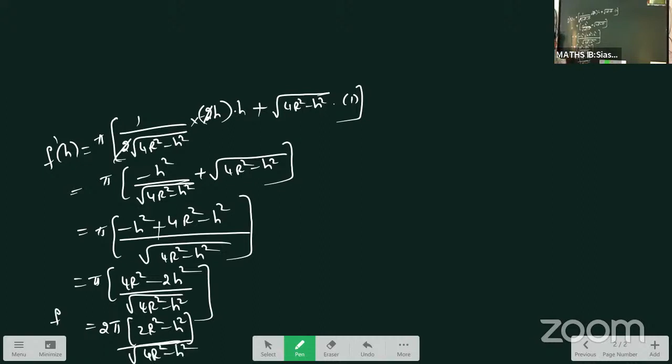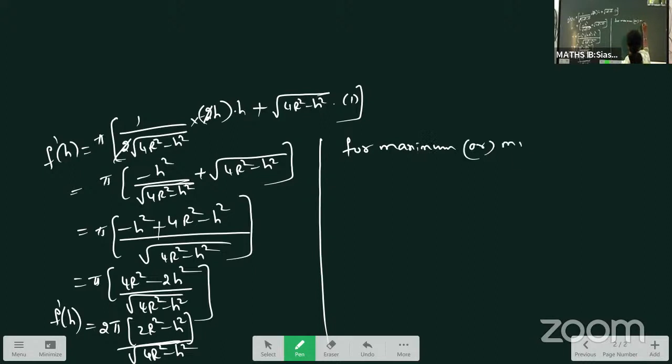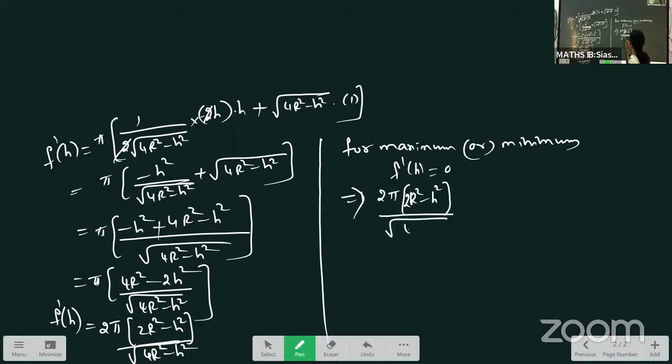This is of what value? F dash of h value. So for maximum or minimum, what we have to do? F dash h is equals to 0. So for maximum or minimum, we don't know which one it is, f dash h is equals to 0. What is our f dash h? 2 pi into 2r square minus h square by under root of 4r square minus h square is equal to 0.